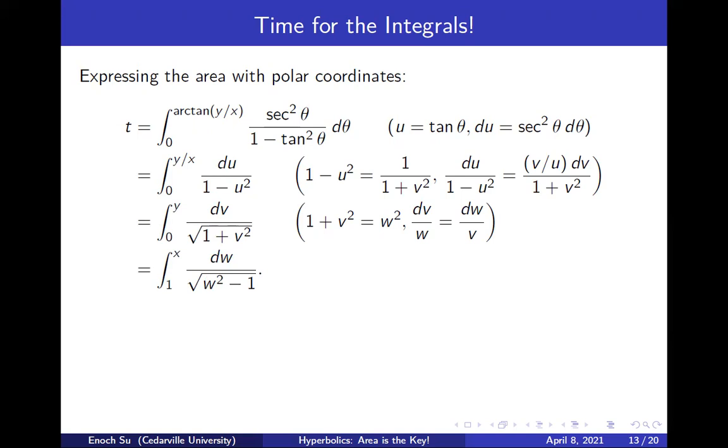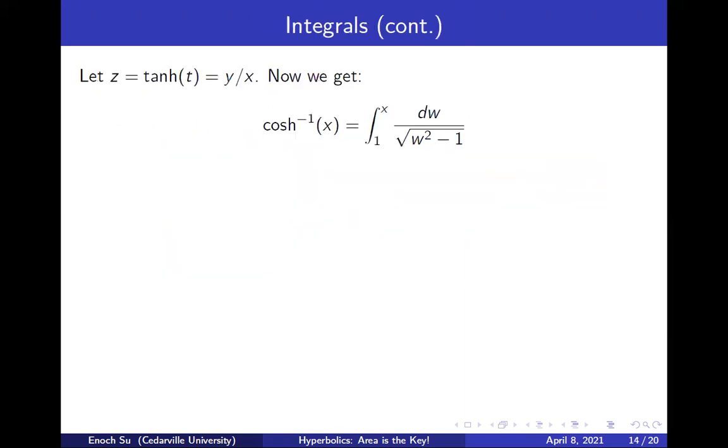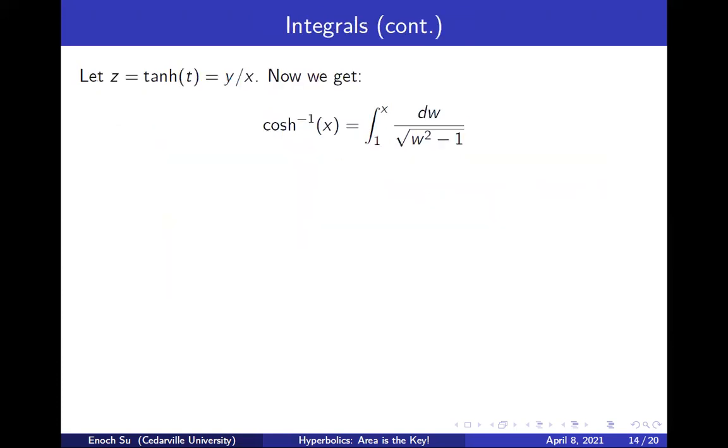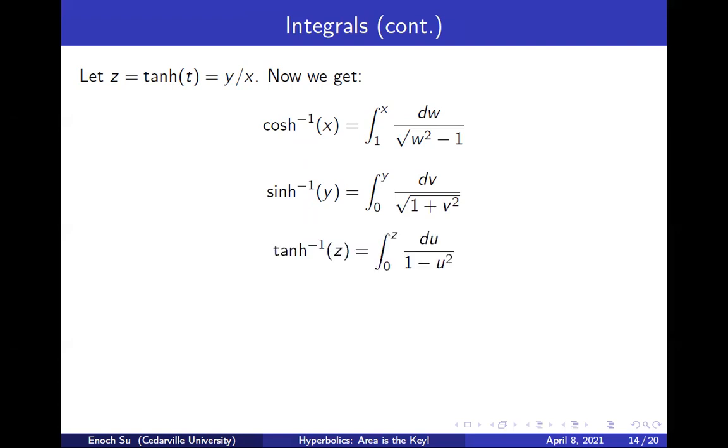Now we're going to give all of these 3 integrals names. So let's first of all let z equal hyperbolic tangent of t equals y over x. So the second integral here is going to just change ever so slightly with the bound. So now we're going to get arc cosh of x equal the integral from 1 to x of dw over the square root of w squared minus 1. Arc sinh of y be the integral from 0 to y of dv over square root of 1 plus v squared.